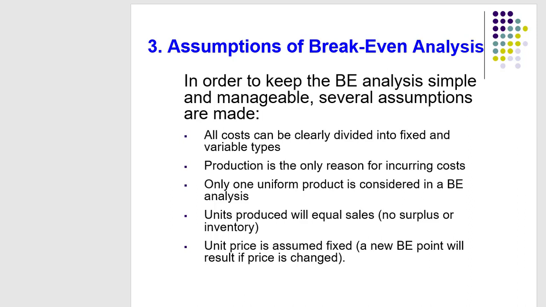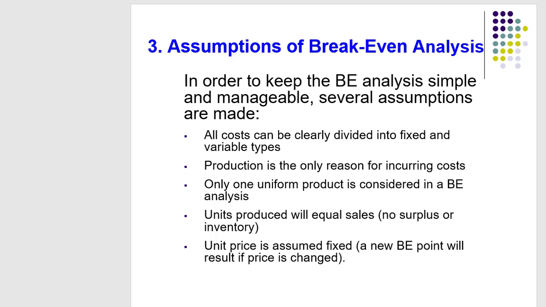Next assumption is production is the only reason for incurring costs. There may be other reasons, other sources of costs in a business, but we are assuming that the costs happen because you're producing additional units of output. You're making more products, and therefore there will be costs associated with it.